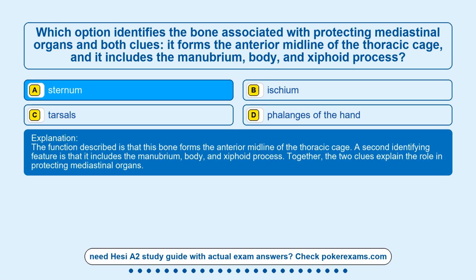The function described is that this bone forms the anterior midline of the thoracic cage. A second identifying feature is that it includes the manubrium, body, and xiphoid process. Together, the two clues explain the role in protecting mediastinal organs.